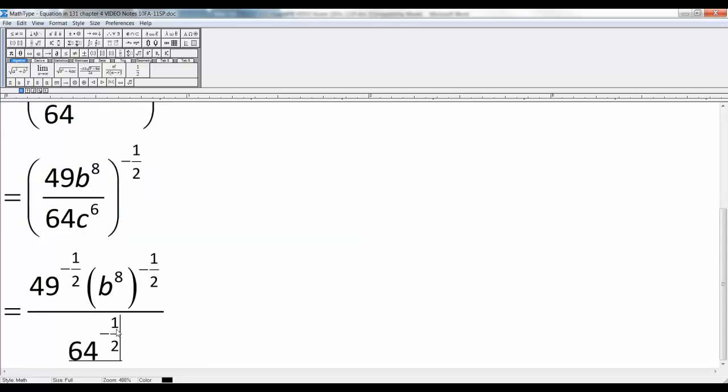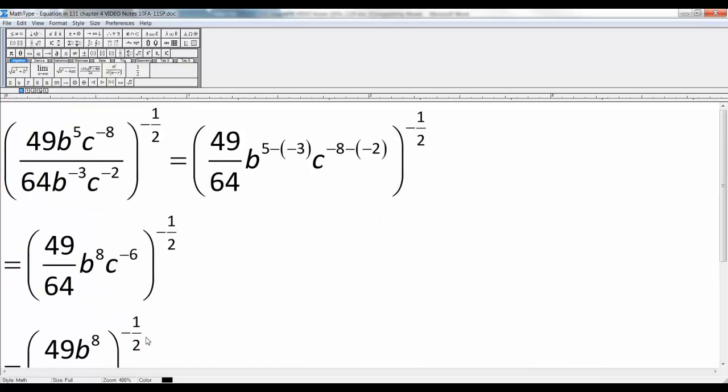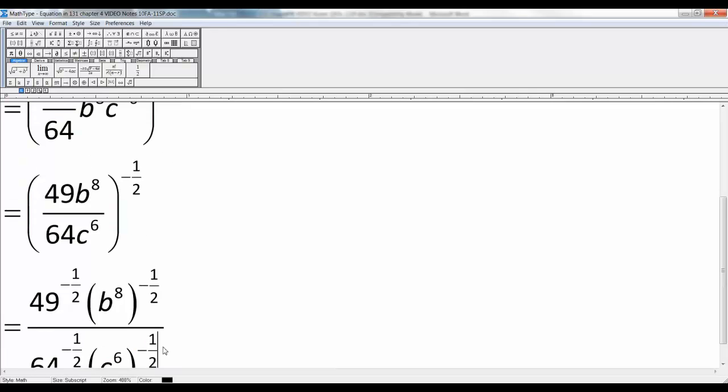And then, see, c to the 6th is going to have to get raised. Oopsie. Whoa, sorry about that. I blew it up for a second there. All right, c to the 6th is going to have to get raised to that negative 1/2 power.